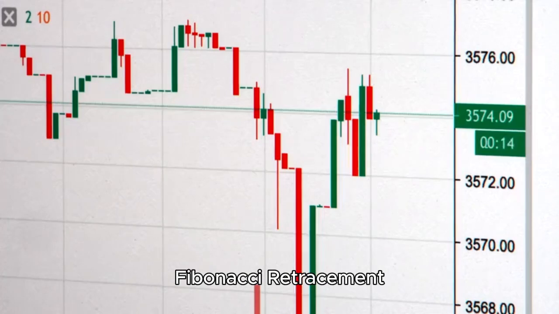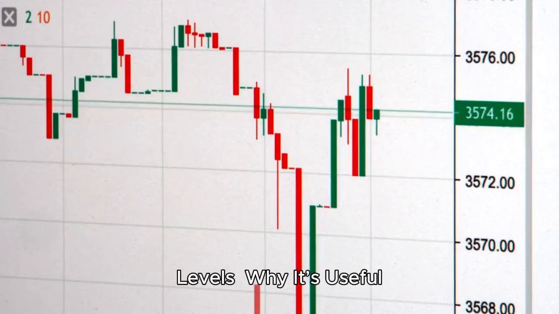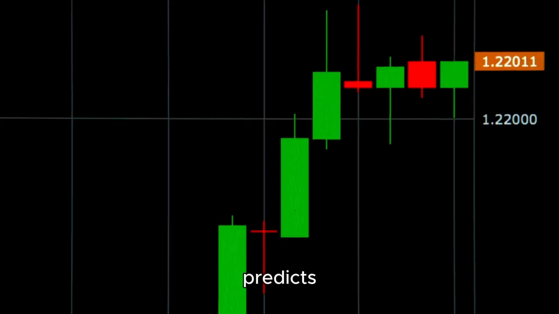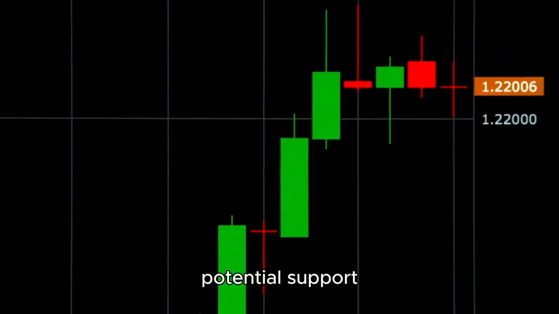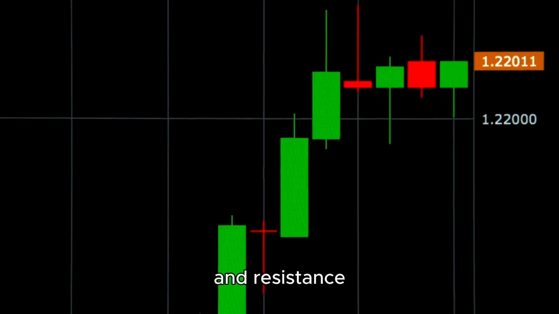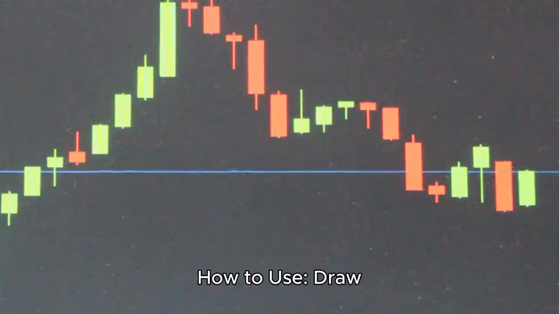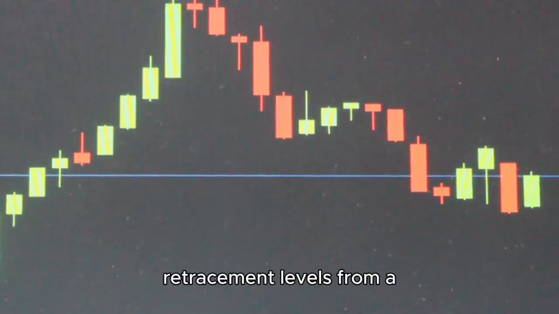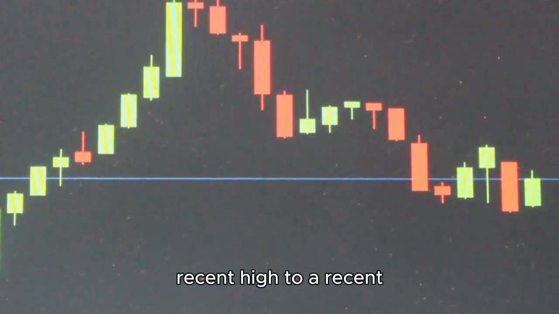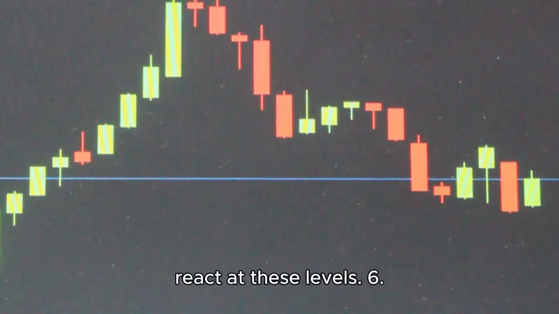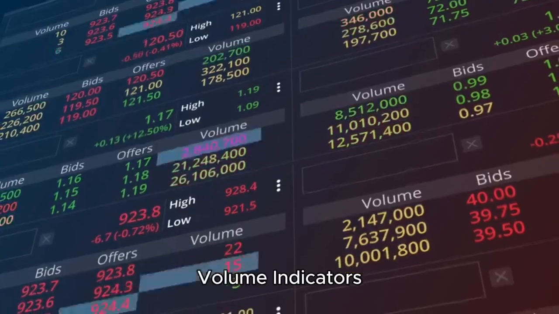5. Fibonacci retracement levels. Why it's useful: this tool predicts potential support and resistance levels using key Fibonacci ratios: 23.6%, 38.2%, 61.8%, etc. How to use: draw retracement levels from a recent high to a recent low, and watch how prices react at these levels.